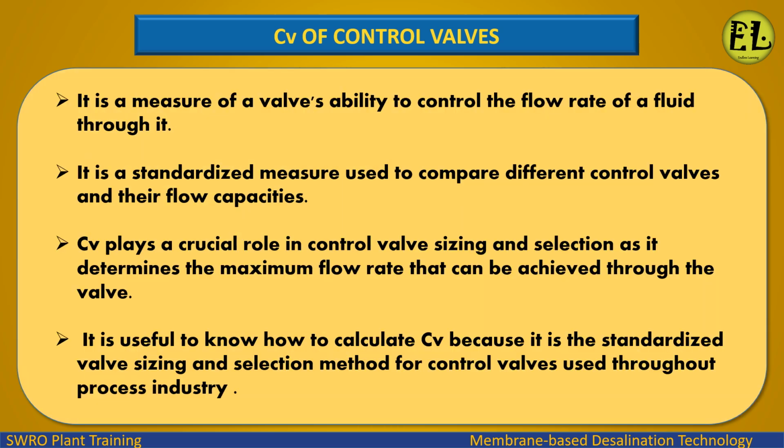It is a measure of a valve's ability to control the flow rate of a fluid through it. It is a standardized measure used to compare different control valves and their flow capacities. CV plays a crucial role in control valve sizing and selection as it determines the maximum flow rate that can be achieved through the valve. It is useful to know how to calculate CV because it is the standardized valve sizing and selection method for control valves used throughout process industry.